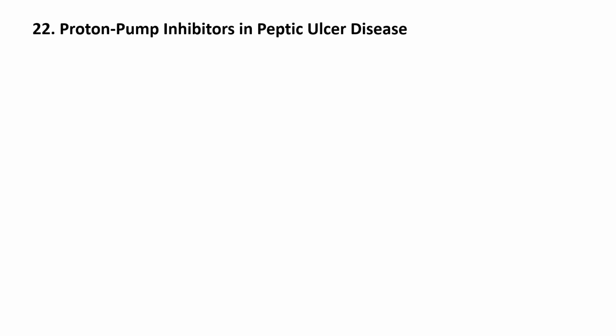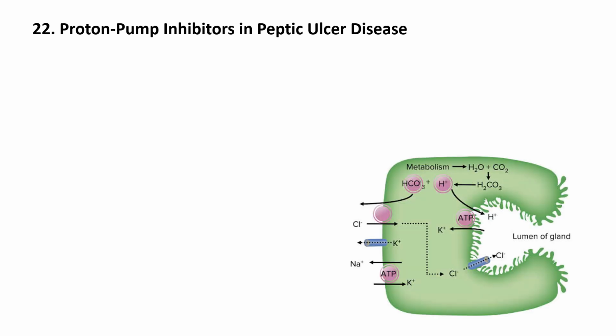The first is the proton pump inhibitors in peptic ulcer disease. How it is used. See, this is a parietal cell present in the stomach where we have the proton pumps, that is H plus K plus pump. It secretes the H plus ion, and along with Cl we have HCl produced. This pump is called H plus K plus ATPase or the proton pump.